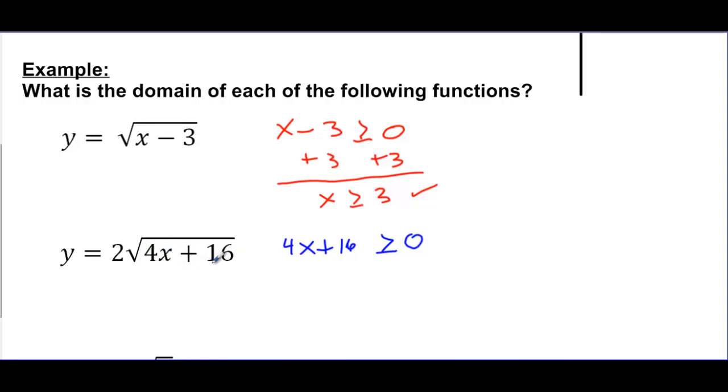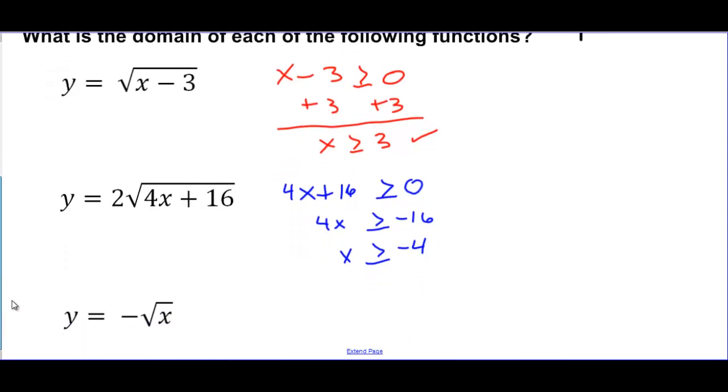The domain is only coming from the 4x plus 16. So in this case, I get that 4x is greater than or equal to -16. Divide both sides by 4, and I get that x has to be greater than or equal to -4. Which means this one I can plug in some negative numbers. I could plug in -3 or -2, and I'm okay. Those are part of the domain, right? But if I plugged in -5 or -6, those are bad. So when I'm starting my xy table for this function, I would start it at -4.